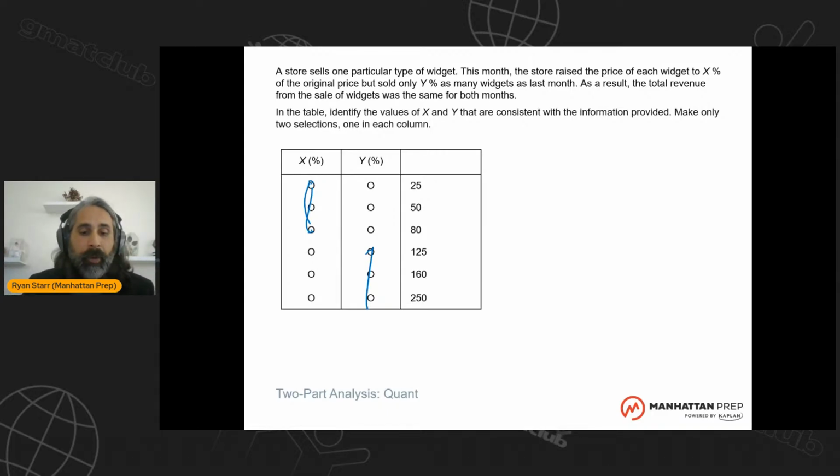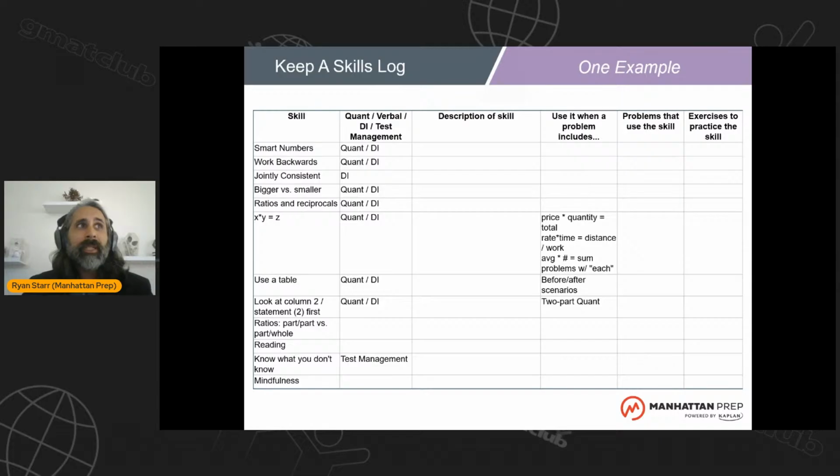Very, very common formula, but this is the same formula that is at the heart of all rate problems. Rate times time equals distance. Rate times time equals work. It's basically also the average formula. It's used in a lot of cases on the GMAT, right? And it's used here too.